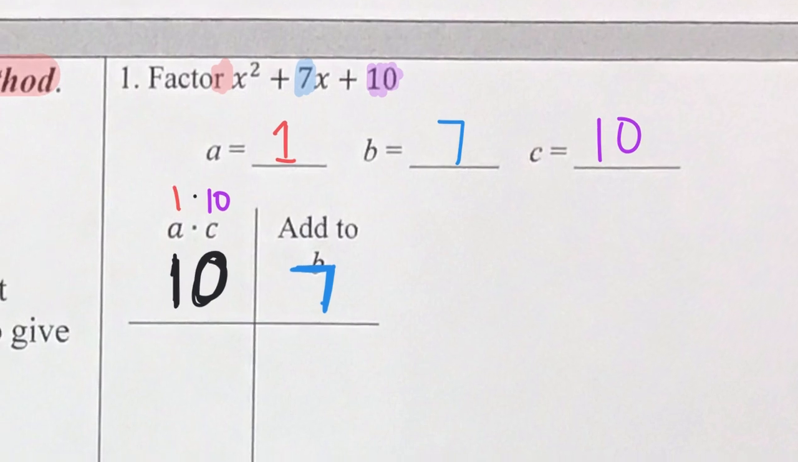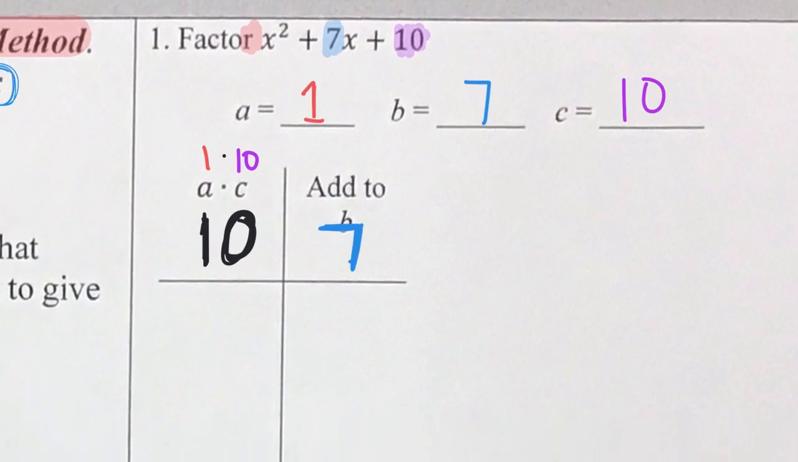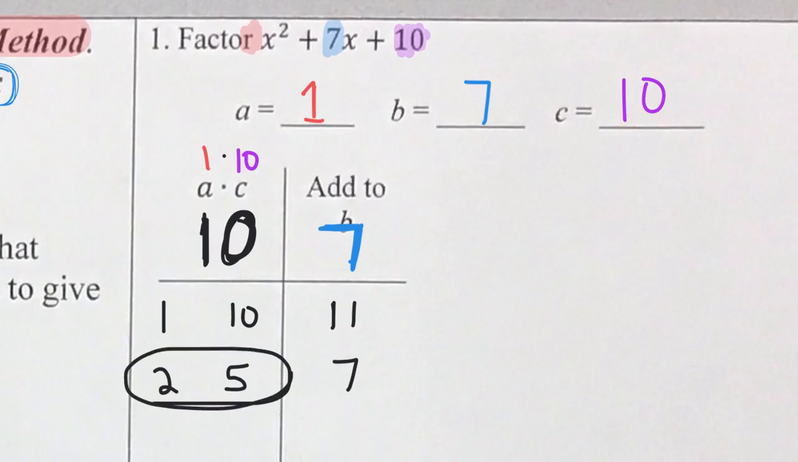So let's think about our multipliers. What numbers multiply to give us 10? They're 1 and 10. 1 plus 10 is 11. Or it's 2 and 5. 2 plus 5 is 7. So these are the numbers that we are looking for. These are your factors, the numbers that multiply to give you 10 and add to give 7.